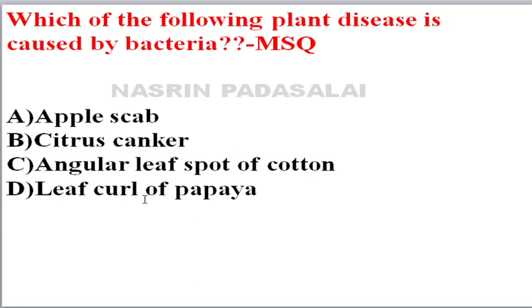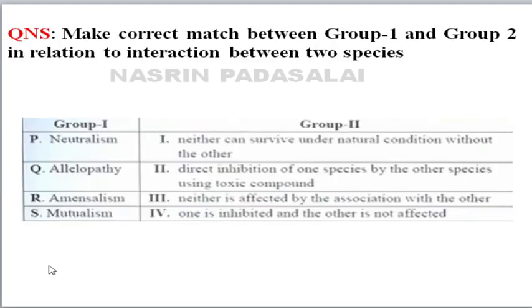Next is the leaf curl of papaya. It's caused by a virus belonging to the family Geminiviridae. So it is caused by a virus, and the transmitting agent is your whitefly. Angular leaf spot in cotton is a bacterial disease. It is generally called bacterial blight, which is caused by Xanthomonas. So option B, that is citrus canker and angular leaf spot disease in cotton, are the correct answers.